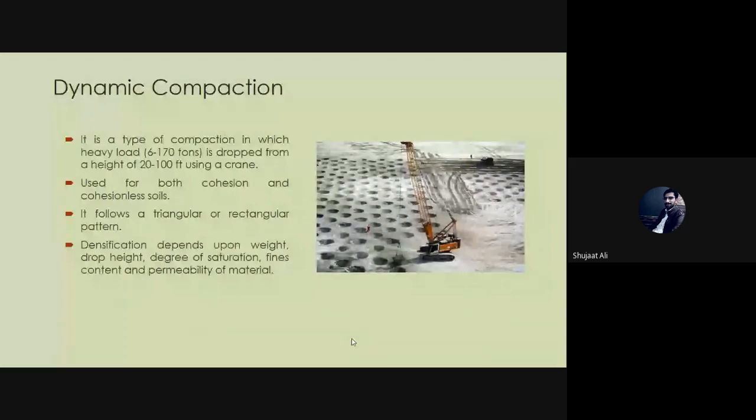The advantages of dynamic compaction are that it is capable of compacting a wide variety of soils and enhances the bearing capacity, and it is also a sustainable technique. Thank you, sir.